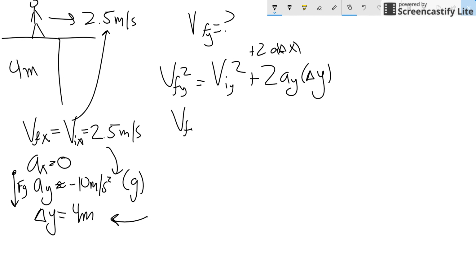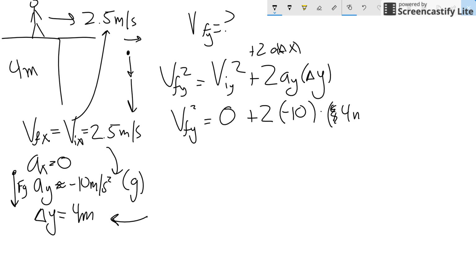So we know that velocity final in the y direction squared is going to be equal to our initial velocity, which is 0. Okay? All of this initial velocity is in the x direction. So if we were going to draw a motion map in the vertical direction, it would have to start with a dot and then grow. Okay? Starts at 0, right? Plus 2, acceleration is -10. So I'm including the negative, times delta y, which is going to be 4 meters. Okay?